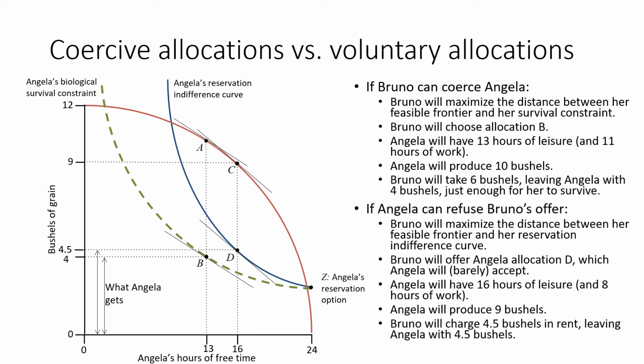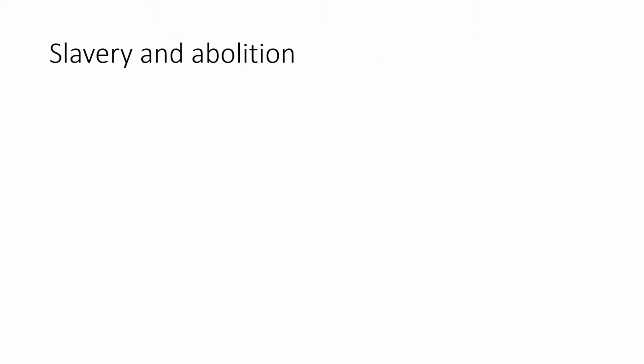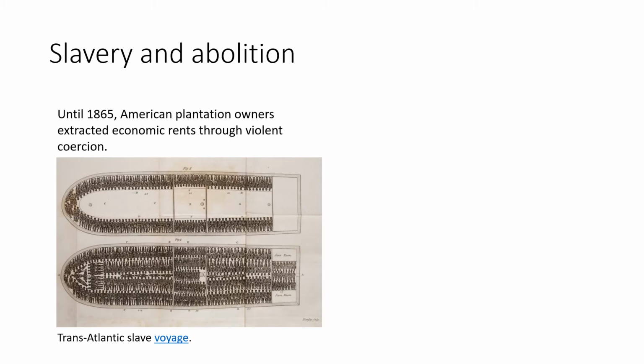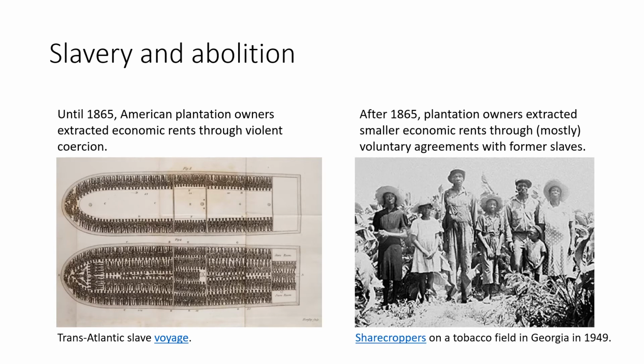While this might seem very abstract, it's related to real historical experience, right? Until 1865, American plantation owners extracted economic rents through violent coercion. After 1865, plantation owners extracted smaller economic rents through mostly voluntary agreements with former slaves, right?